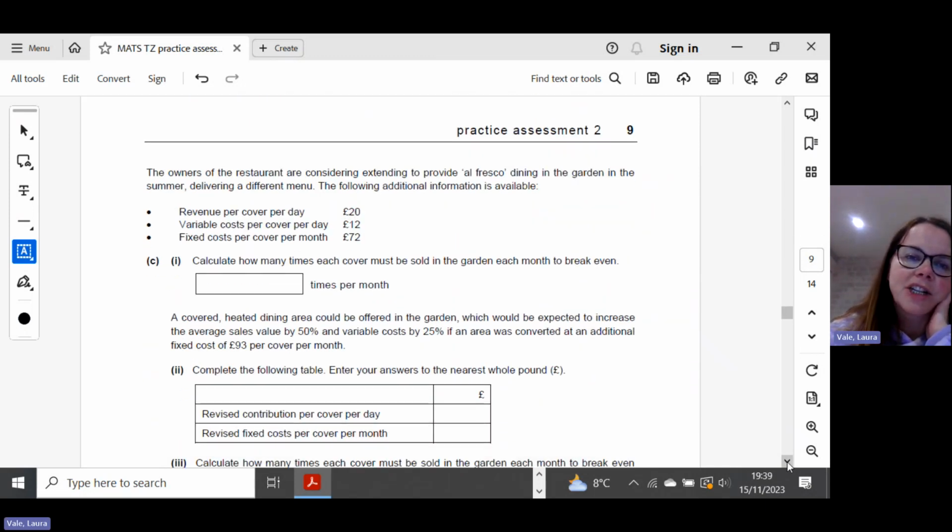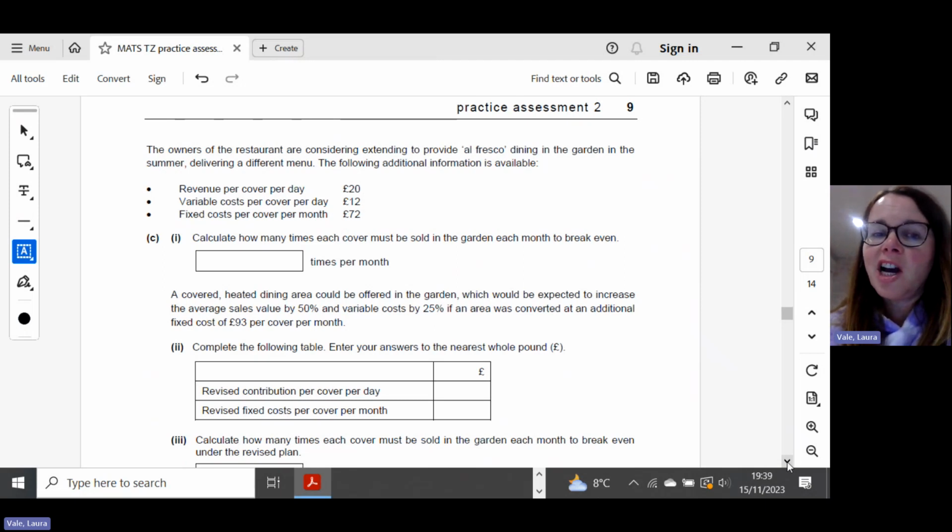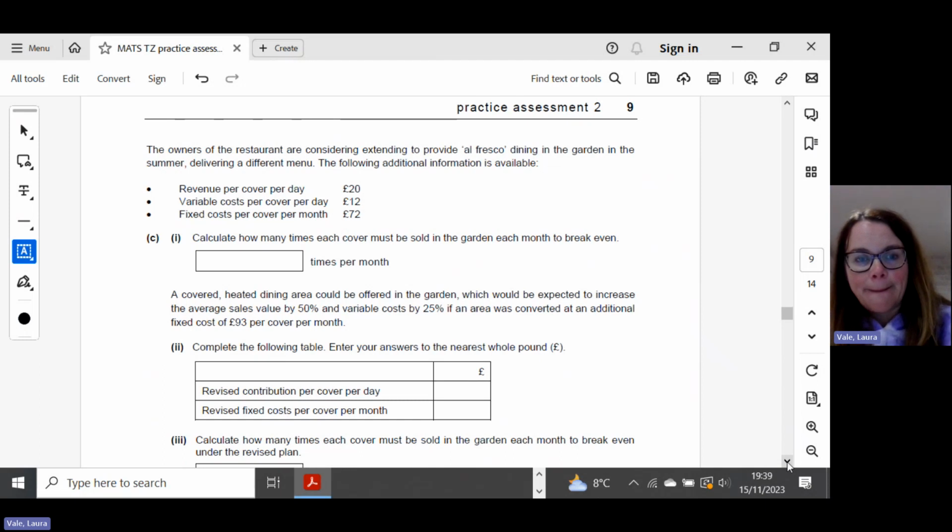Right, the owners of the restaurant are considering extending to provide al fresco dining in the garden, delivering a different menu. The following additional information is available. So we've got revenue per cover per day, variable costs per cover per day, fixed costs per cover per month. And we have to calculate how many times each cover must be sold in the garden to break even.